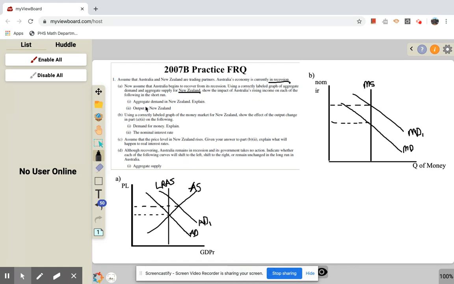Show the impact of Australia's rising income on each of the following in the short run. So, as Australia begins to recover, they are going to work their way out of that recession. They're buying more goods overall. And if they're buying goods from New Zealand, AD is going to shift to the right here to AD1 for New Zealand. Okay, we should have this labeled probably. This is the AD, and LRAS for New Zealand. All right. So what happens to AD in New Zealand? It increases.